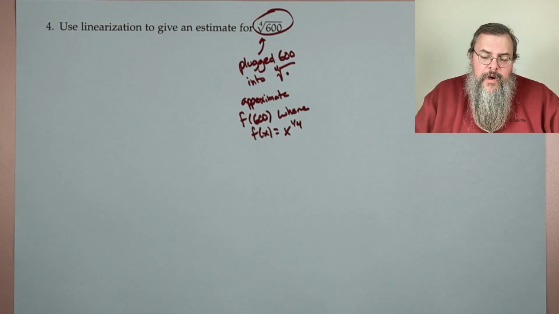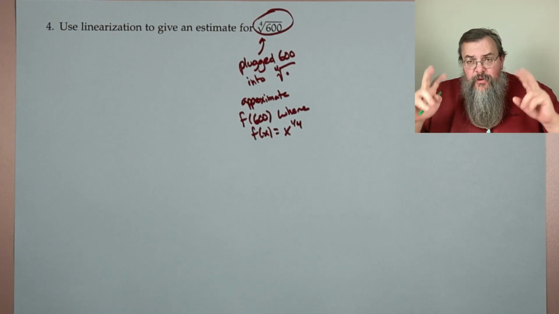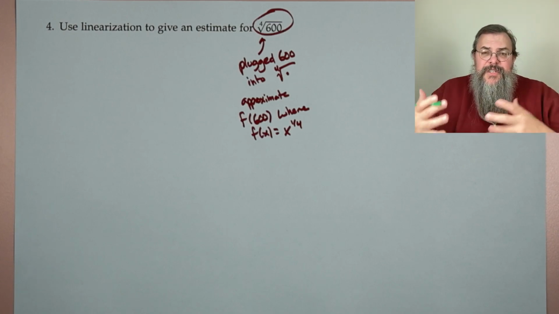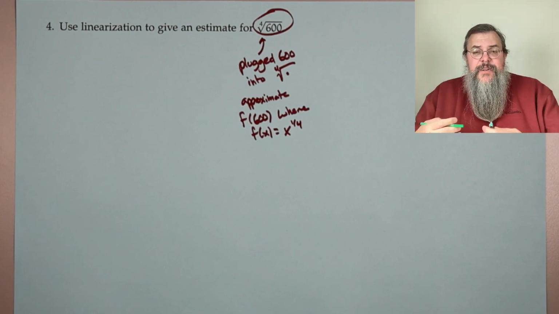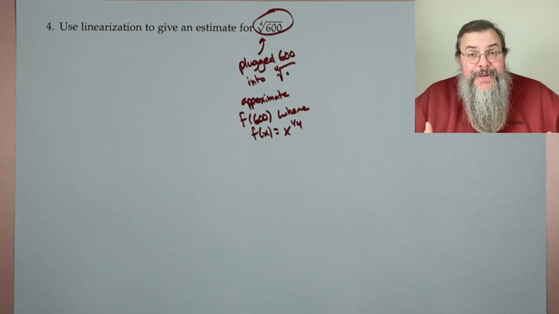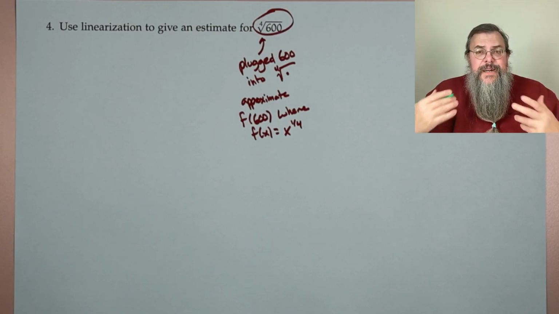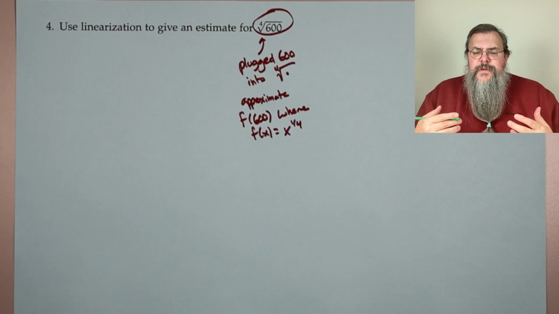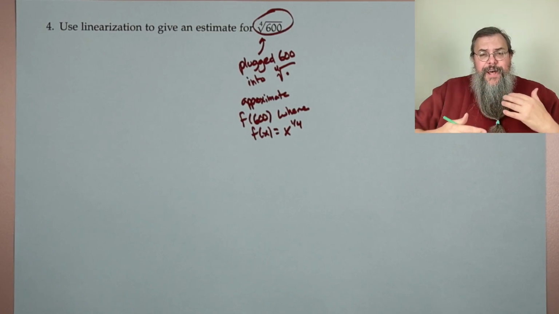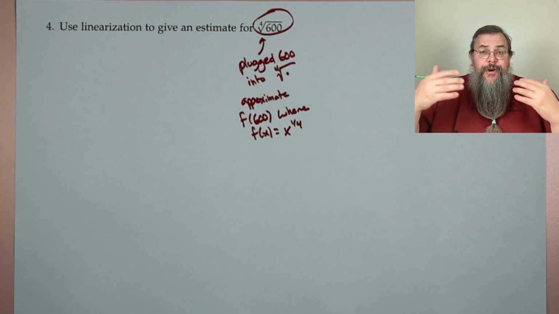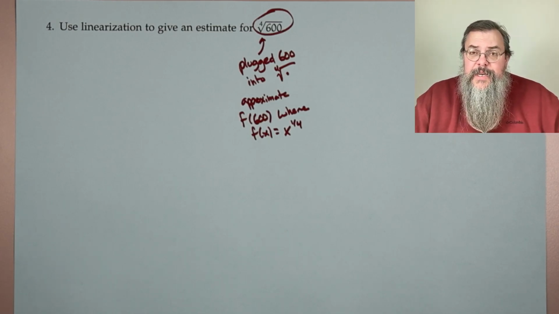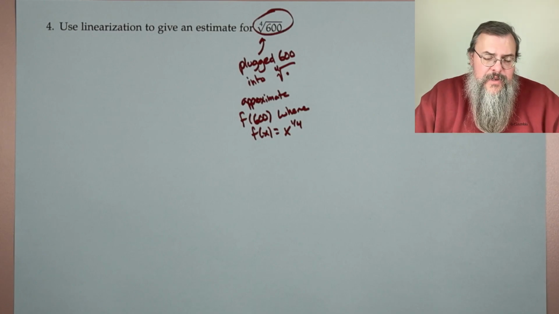So what we want is something close-ish to 600, but also something really convenient in terms of the function. A quantity that when we plug it into the fourth root, we get a nice number out. The numbers that work really well when we're taking fourth roots are fourth powers. So we can start thinking about what the fourth powers look like.